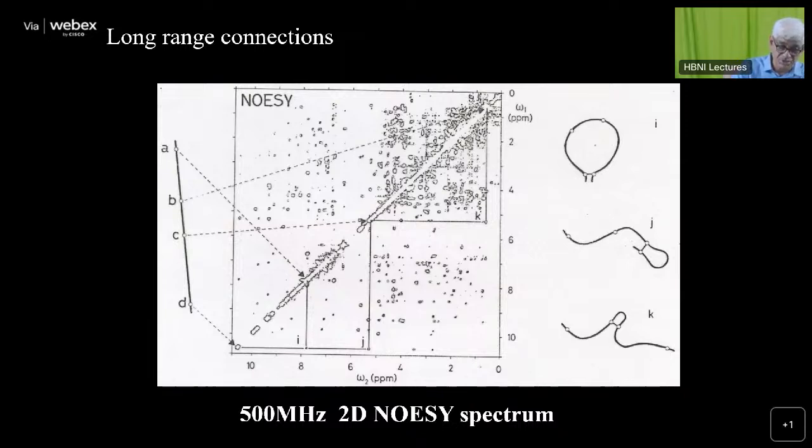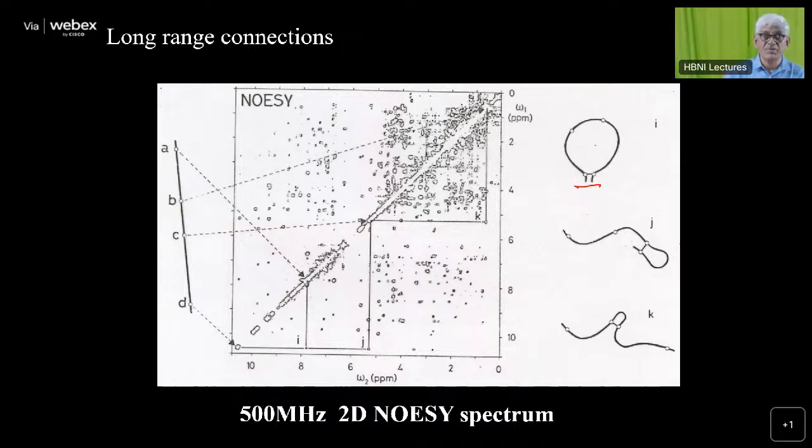There are 4 protons which are at distinct positions there. So you have D here, A here, B there, and C there. They are at different positions on the polypeptide chain, and they also have different chemical shifts. Now, if the polypeptide chain folds in this manner, these protons come close by.